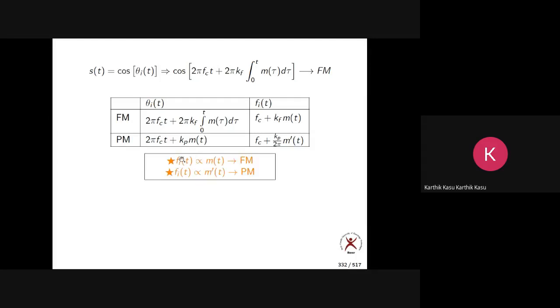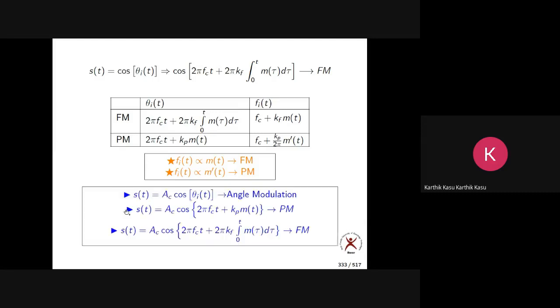Now Fi of t is proportional to m of t. You can see here, Fi of t is proportional to what? M of t. So in case of FM, Fi of t is proportional to m of t; in case of PM, Fi of t is proportional to the differentiation of m of t, or m dash of t. From this table, I have written this. There is nothing new in this table actually. You must know this table. This is very, very important.